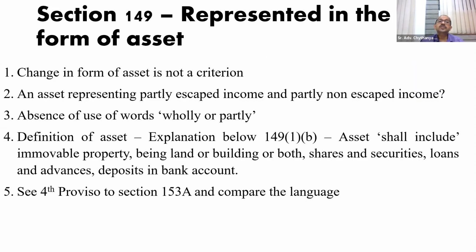Now, change in the form of asset, is it a criterion? I had originally earned some undisclosed income, put it in the form of jewelry, and at the time when you issue notice under 148, it is converted into real estate.